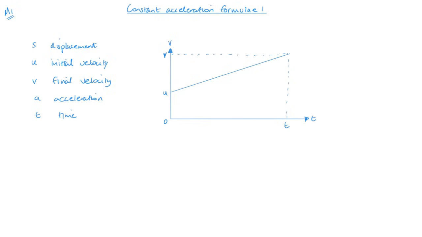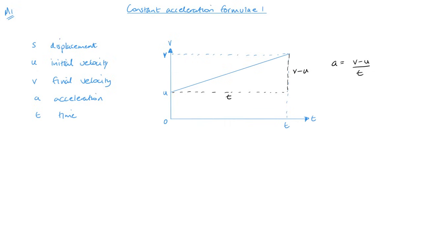So if I want to find the gradient, I'm looking at this horizontal value here, which would be t, and this vertical value here, which will be v minus u. And the acceleration is going to be the change in y, which is v minus u, over the change in x, which is t minus 0, or just t. And that gives me essentially my first equation.